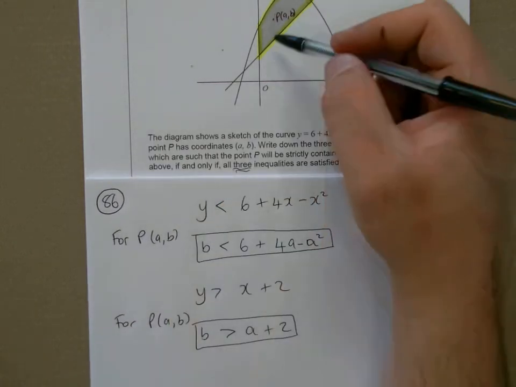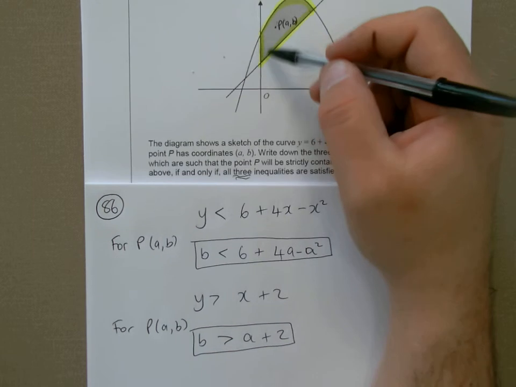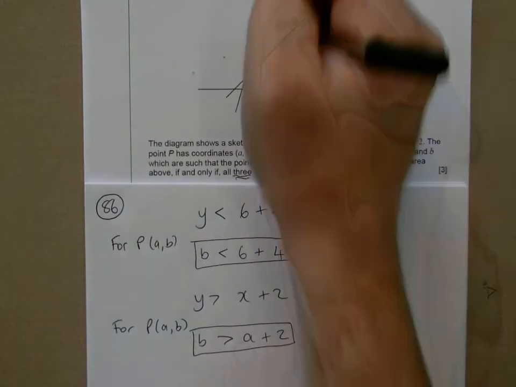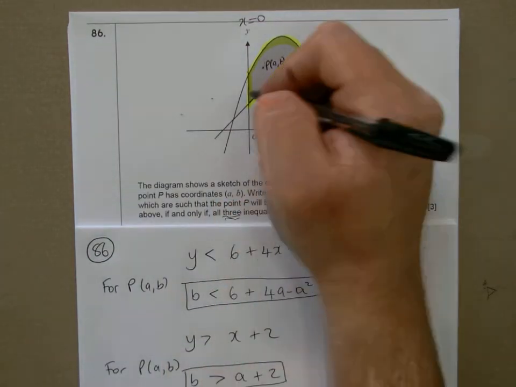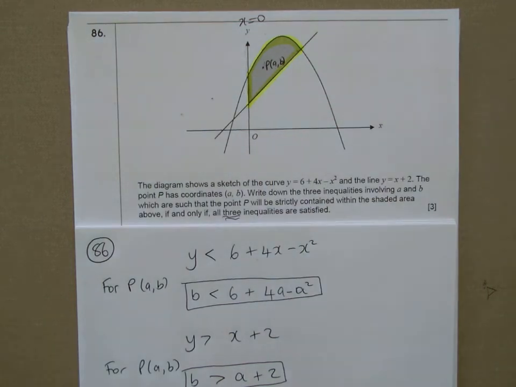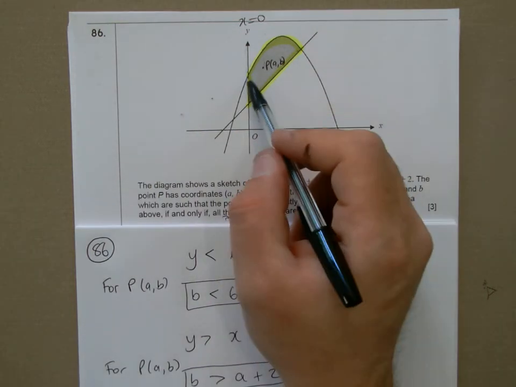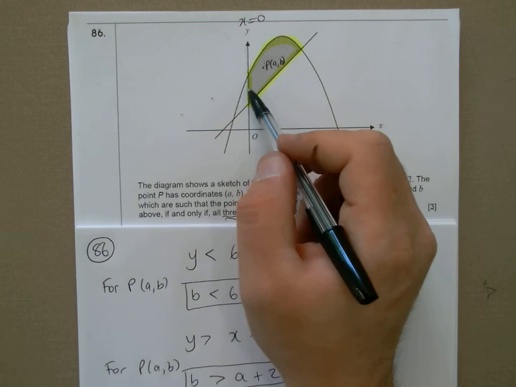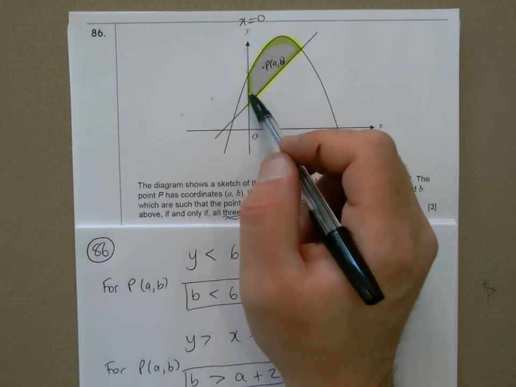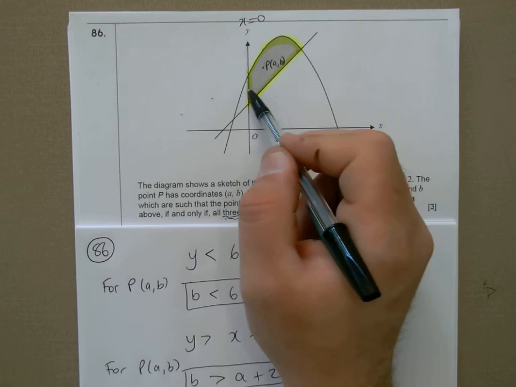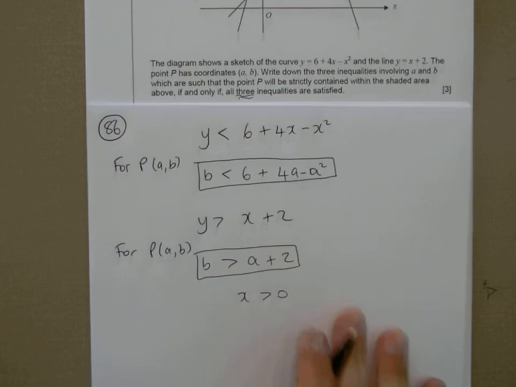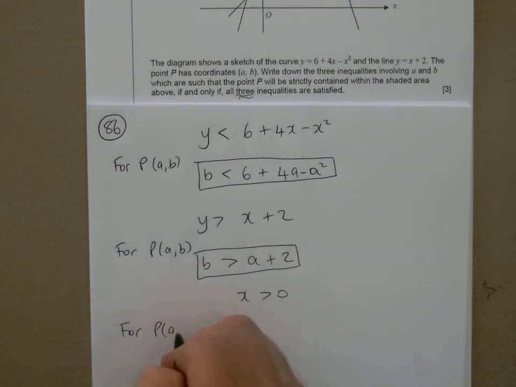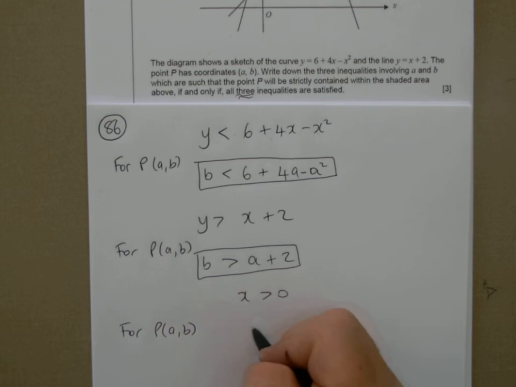Our third inequality then is this line here. Now remember, that's the y-axis, but the y-axis can also be thought of as x equals 0. That's the equation we have for the y-axis, because every point on that y-axis, x is 0. Now, do we want our x value to equal 0? In other words, do we want to be on that line? Well, of course we don't. We want to be to the right of the line. In other words, we want our x value to be greater than 0. So we want this condition here. And then for our point (A, B), in this case x is A, and that's it. So we want our A to be greater than 0.